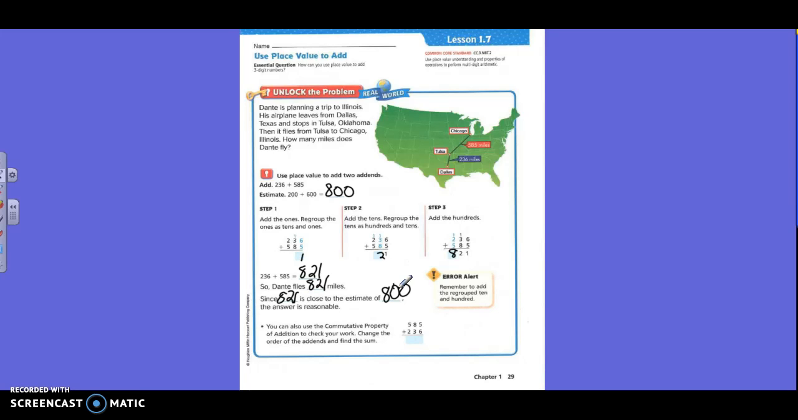Okay. Did you guys get 821 again? Because 5 and 6 is 11. 8 plus 3 plus 1 is 12. Add the 1. 5 plus 2 plus 1 is 8. Okay, next page, please.